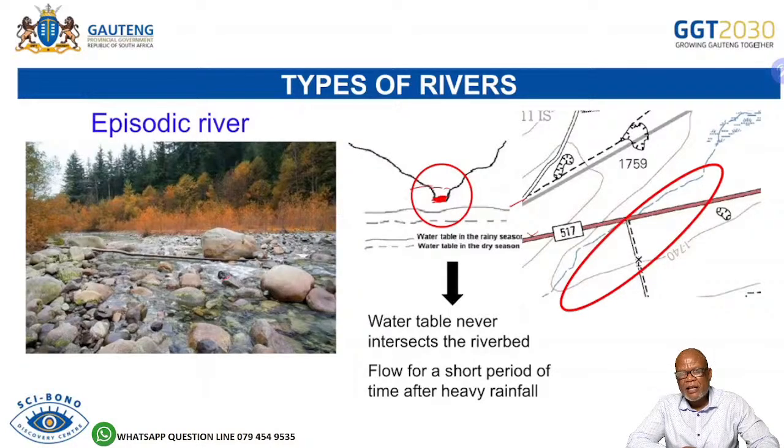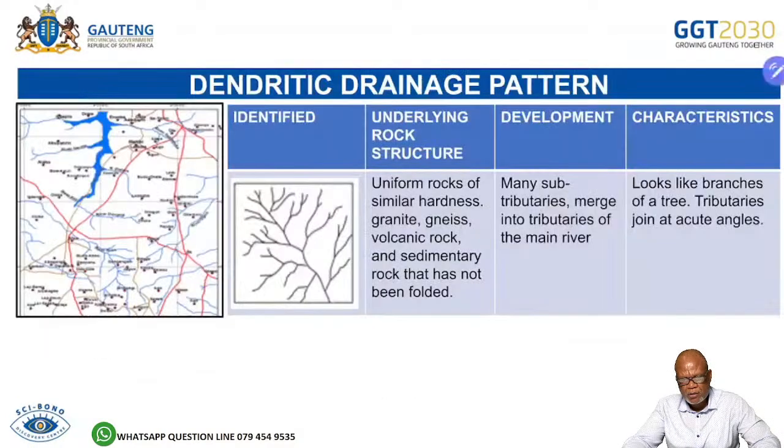Why do we have such a limited amount of water in this particular river? We have a limited amount of water in this river because, number one, there is no source of groundwater flowing into that particular river, and because there is no source of water, no water table intercepting, it will have a very limited amount of water. The only source there will be your heavy precipitation.